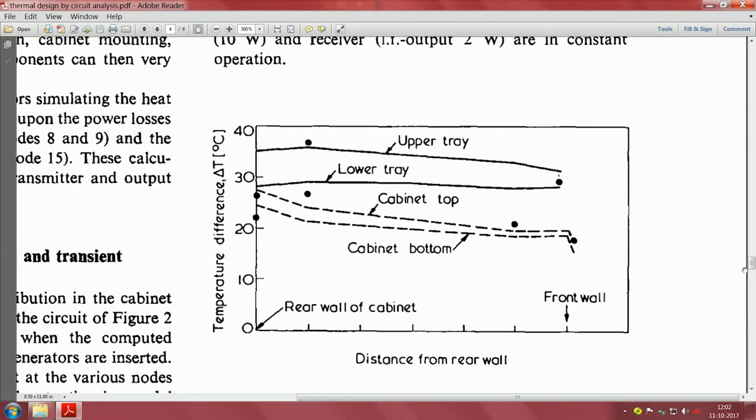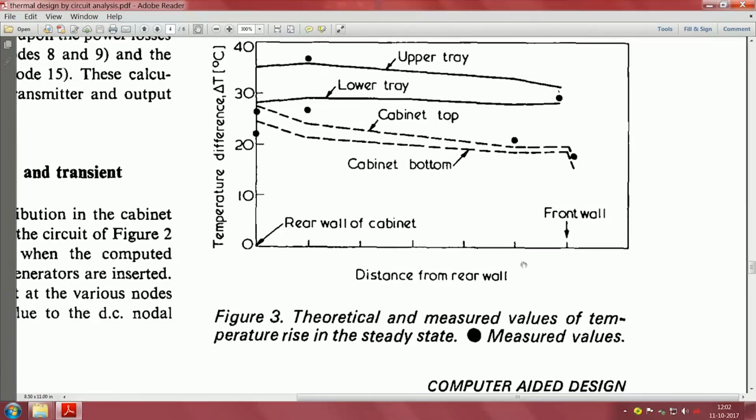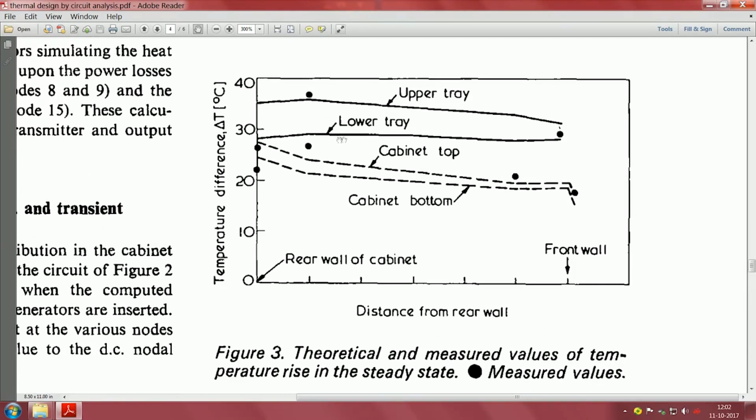Temperature difference in the upper tray with the distance from the rear wall, and then the rear wall of the cabinet, the various types of temperature differences have been plotted here. So, in the succeeding write up, you will see that these dots seem to be very close to the computed values. So, in this case, once upon a time it was difficult.